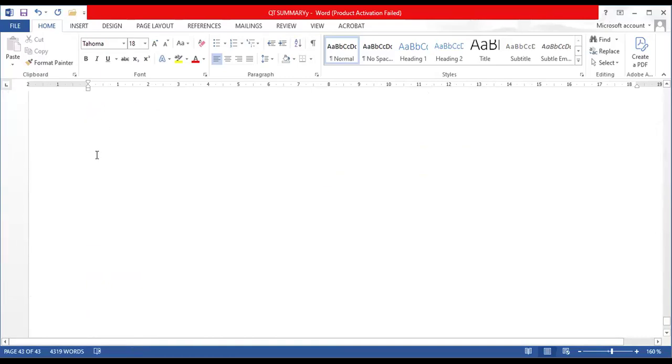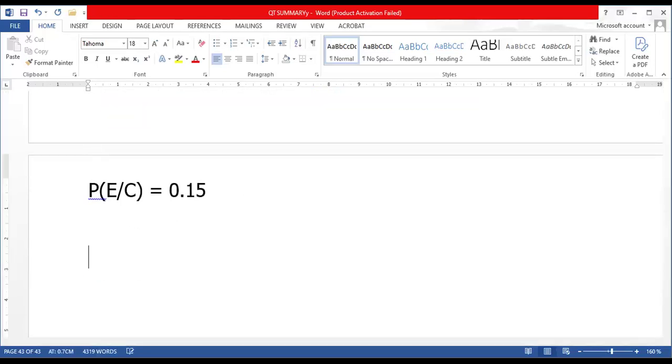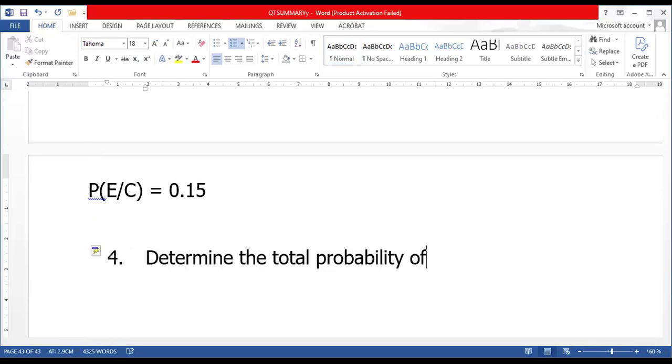Okay, so the last step. The first step, we are going to get the total. Now, what is the total? First step, determine the total probability. Determine the total probability using the law of, let me say, using the Bayes theorem.